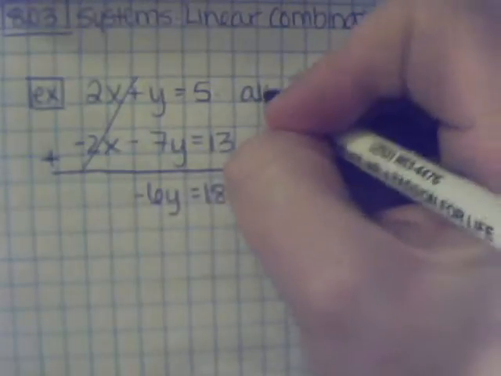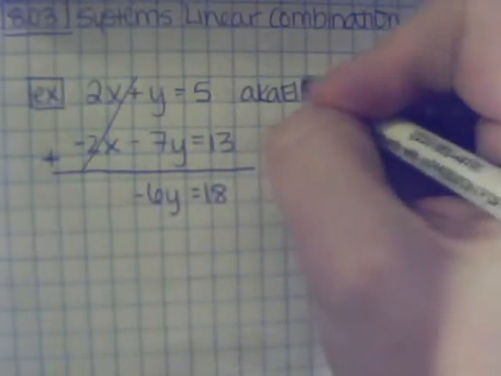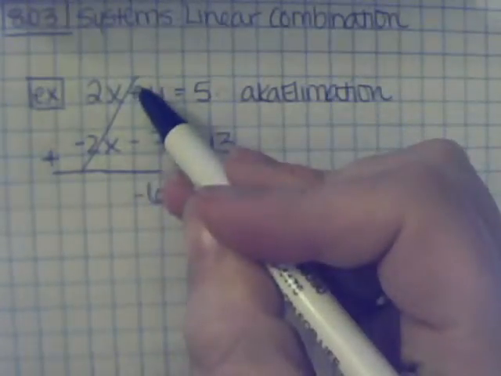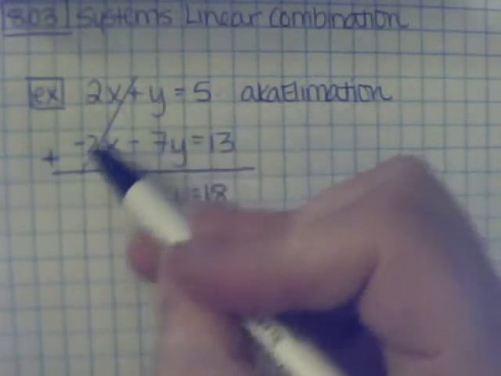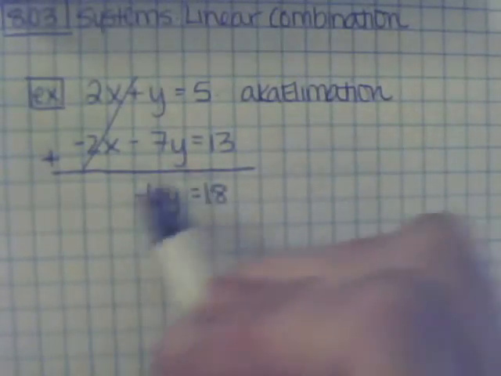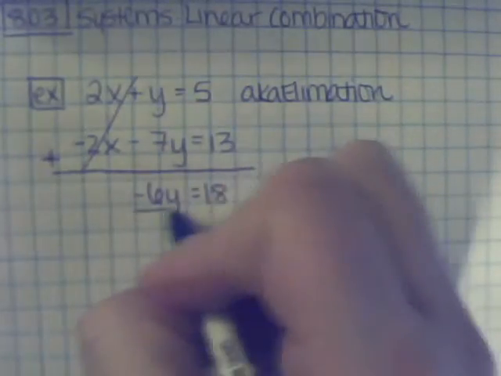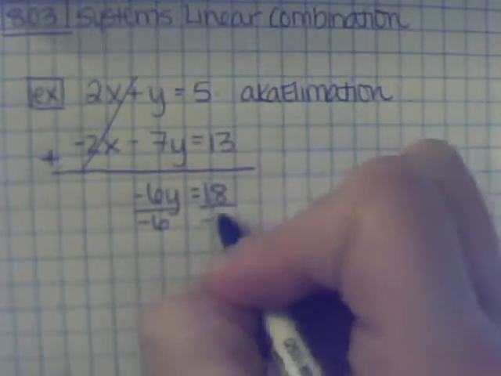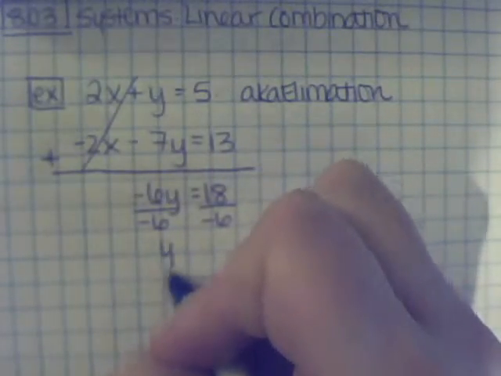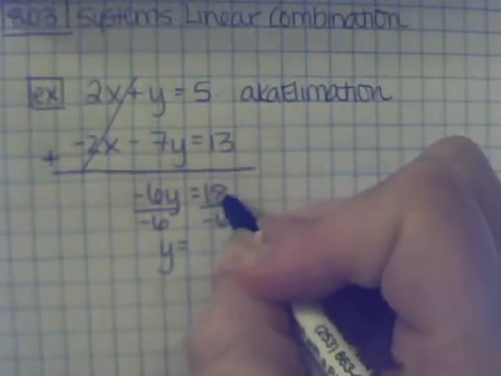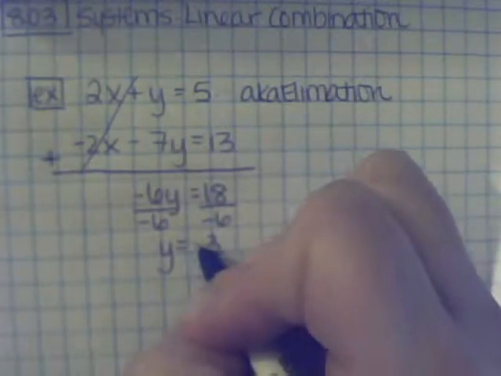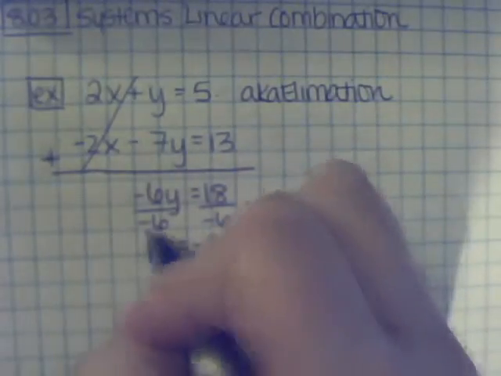Another name for this method is elimination. When you combine your equations, a variable should be eliminated. In this case, the x was eliminated, leaving us with just a y and a very simple equation to solve. We divide both sides by negative 6. Negative 6 over negative 6 is 1, so you get 1y equals 18 divided by 6 is 3. The 6 is negative, so I get negative 3 for y.